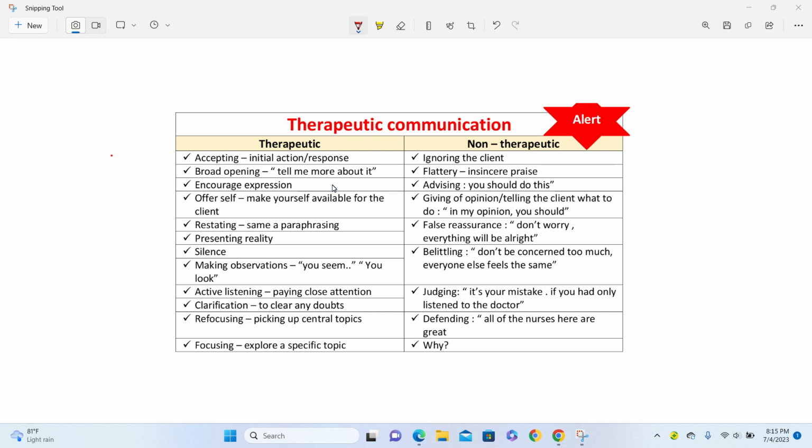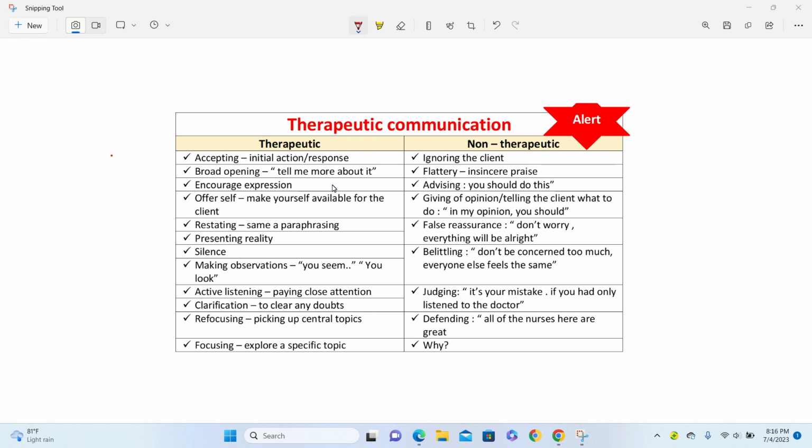So we should restate. Presenting the reality. For example, if the client is having hallucinations, the first response: okay, I understand you're hearing the voices, but this is the truth, I'm not hearing the same. So we should present the reality. We should not give false hope or false promises. If the client is in the end stage of any disease, we should not tell the client it's going to be fine or you're going to be all right. That kind of statement will give false hope to a client. So in therapeutic communication, we should present the reality.